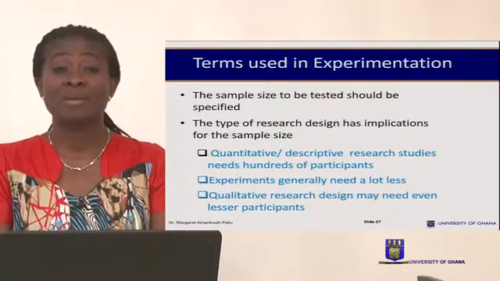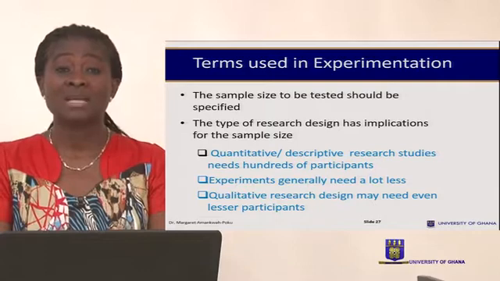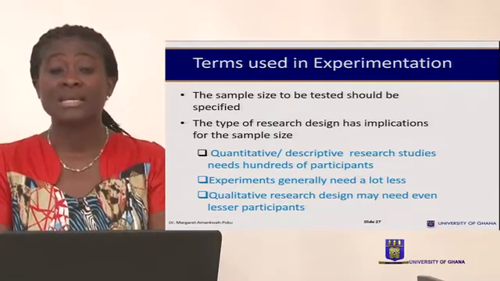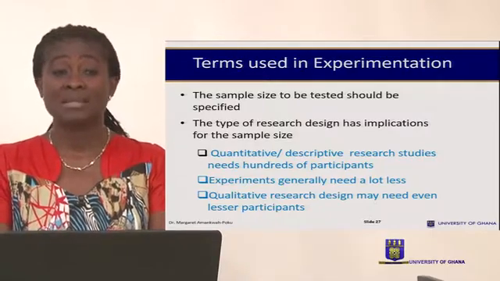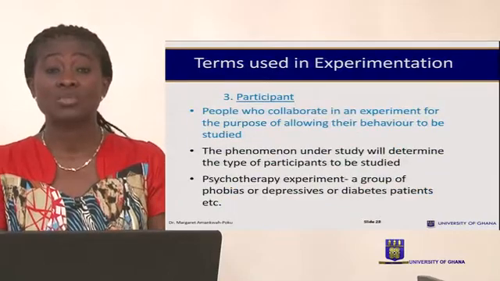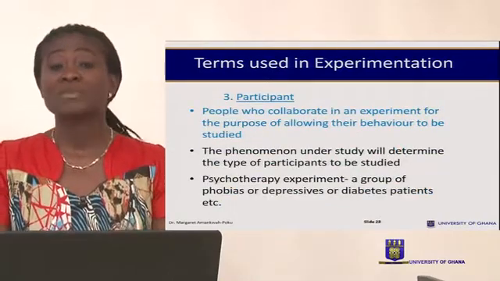If you were doing an experiment, you would need fewer participants than you would need for a survey. And again, if you're doing qualitative research, you will need even fewer participants. So your research method will determine the number of participants that you need. So that brings me to participant.